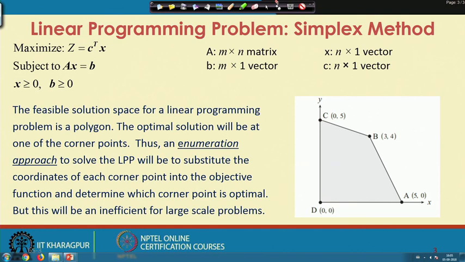We have seen in case of graphical solution that the optimal solution will always be at one of the corner points. So, an enumeration approach will be to substitute the coordinates of each corner point into the objective function and determine which corner point is optimal. But this will be an inefficient approach for large scale problems.